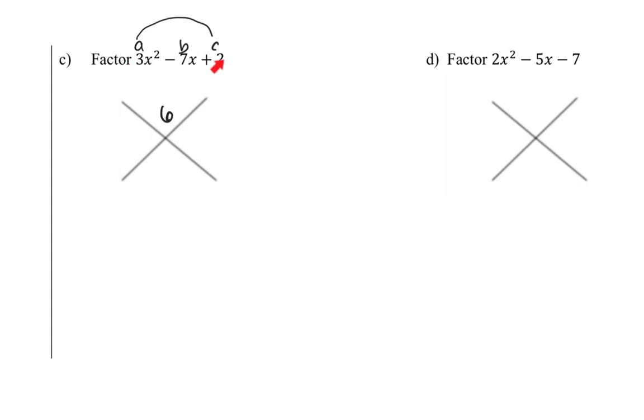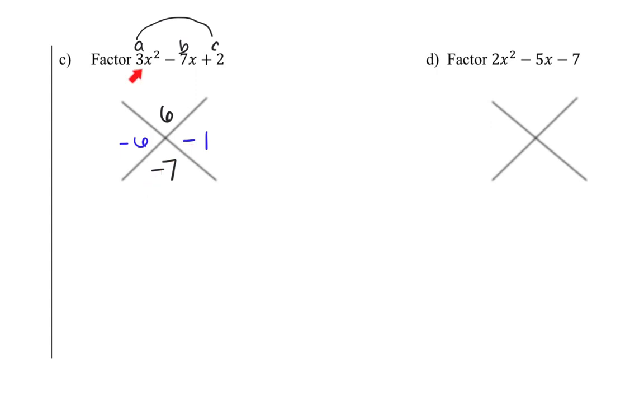So 3 times 2 is 6, and then your bottom number is the b term, which is the middle term. Make sure you take the negative that's in front of the 7. So this would be negative 7. You need two numbers that multiply to 6 and add to negative 7. What are those two numbers? Your two numbers are negative 6 and negative 1. So negative times negative is positive, and then negative plus negative is going to give you that negative 7.